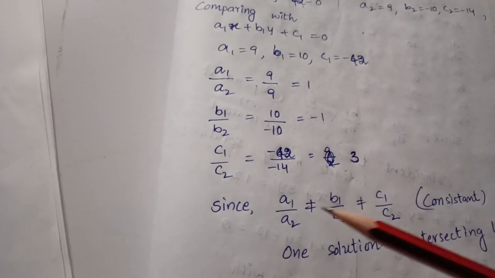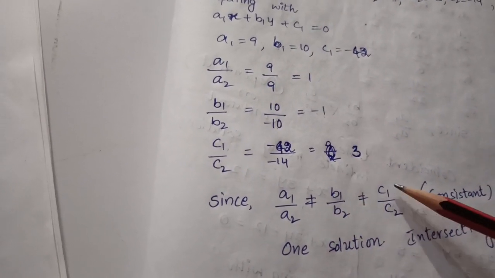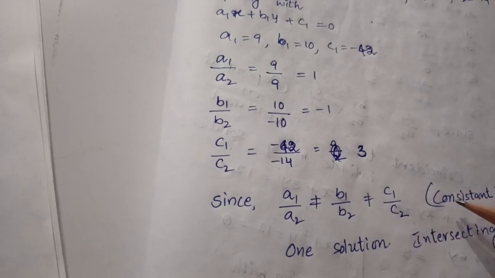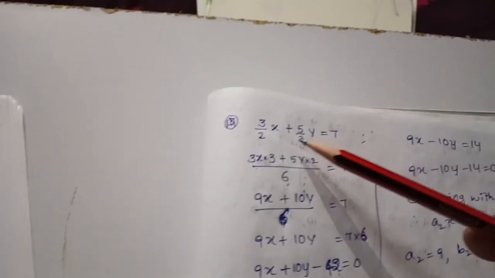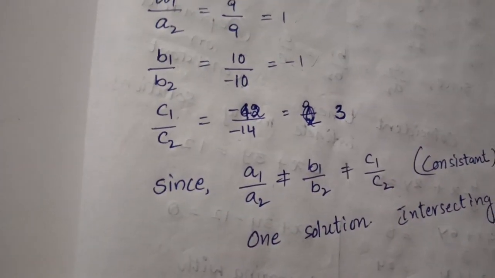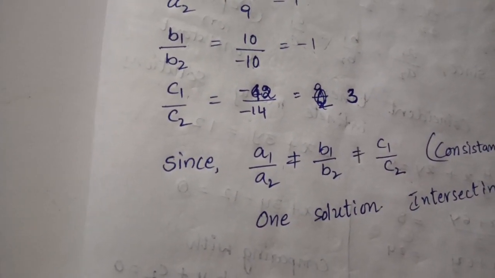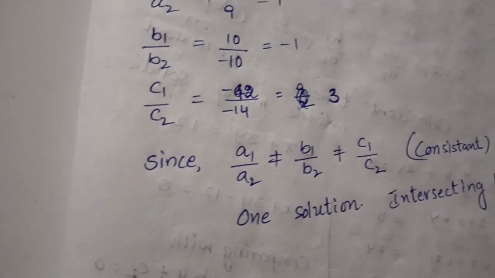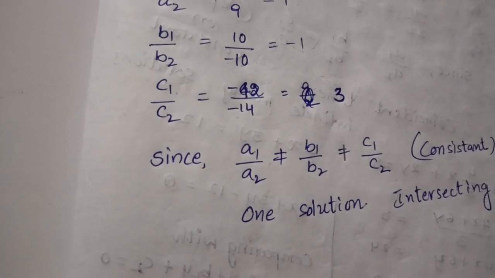So here a1 by a2 is not equal to b1 by b2 is not equal to c1 by c2. So the given lines are consistent lines. These lines have a unique solution. That means one solution. These lines are intersecting lines.